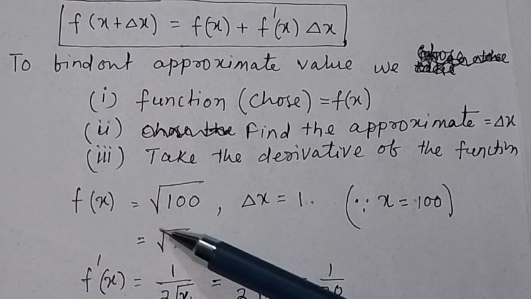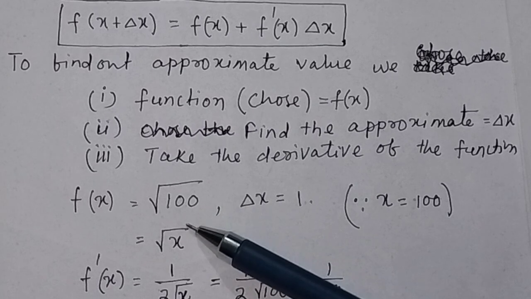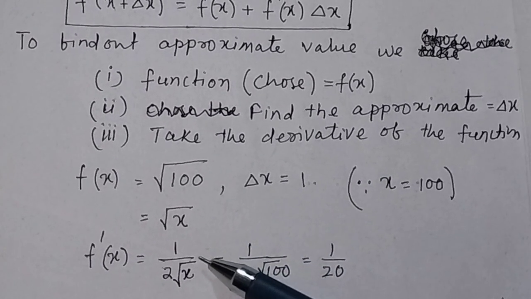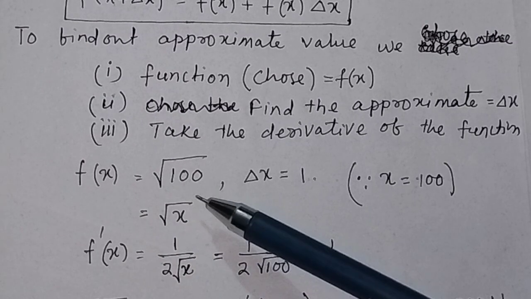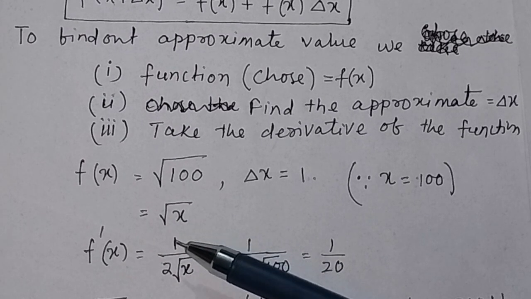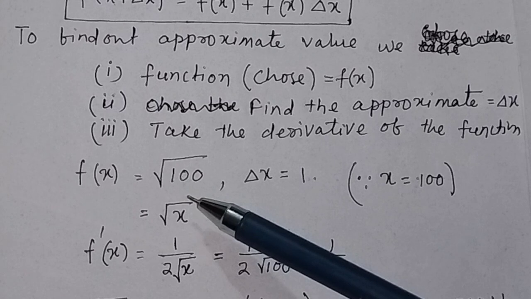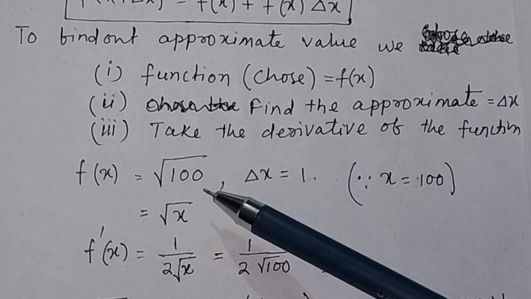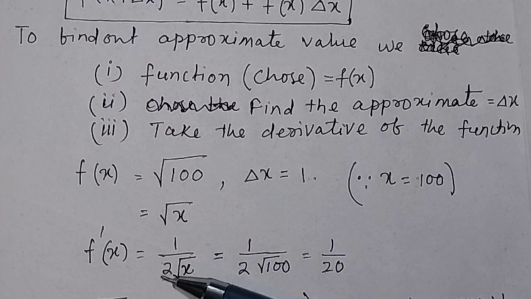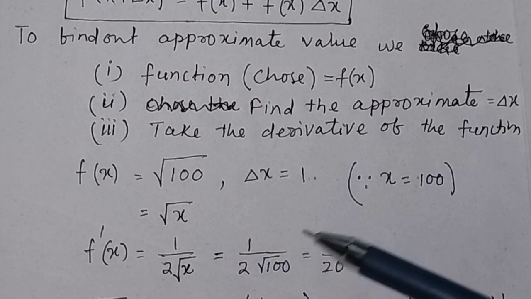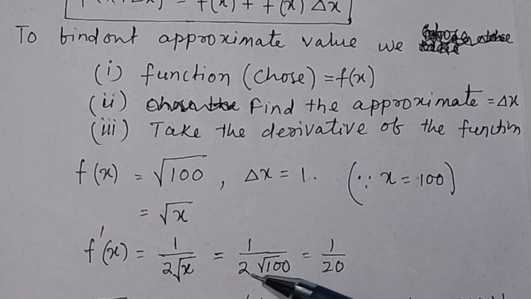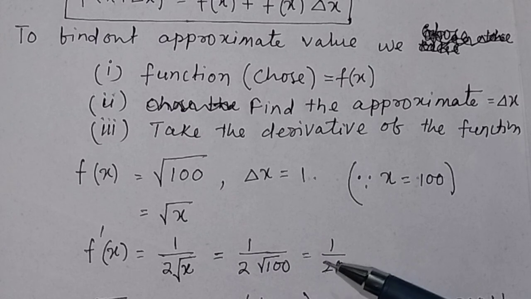So what will be f(x)? f(x) is equal to the square root of x. Then you find the derivative of the function, f'(x). The derivative of the square root of x is equal to half x to the power of half minus 1, that is minus half. So its derivative is equal to 1 by 2 square root of x, and with x equal to 100, the square root of x is 10. So 10 into 2, that is equal to 20.